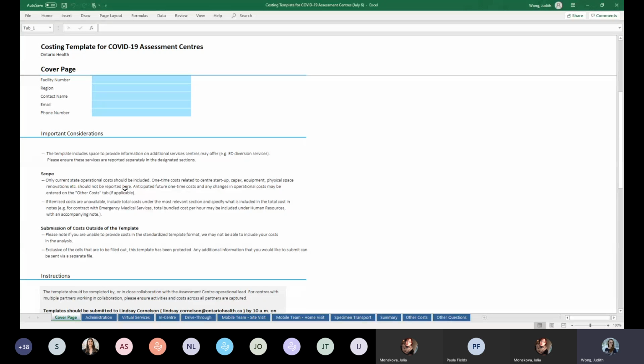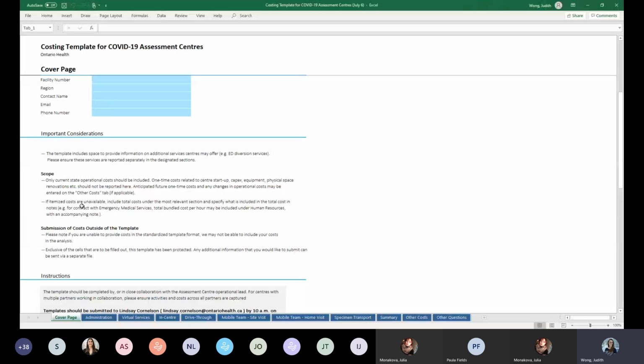There is space to capture anticipated future cost if your model is changing in some way, or you're anticipating future one-time costs for whatever reasons. We have a separate space to capture that.